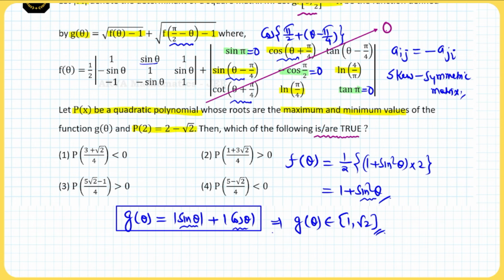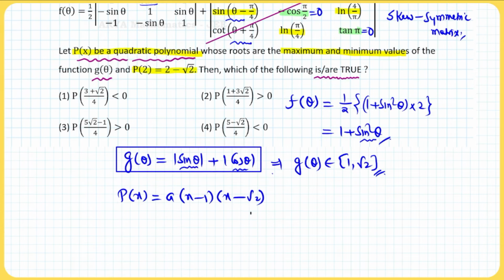Now we need a polynomial. p(x) is a quadratic polynomial whose zeros are the maximum and the minimum value of g of theta. So this polynomial p(x) will be nothing but a into (x minus 1)(x minus root 2), because it is a quadratic polynomial, so it will have two linear factors. The zeros are 1 and root 2, so one factor will be x minus 1, the other will be x minus root 2. And it is given that p of 2 is 2 minus root 2.